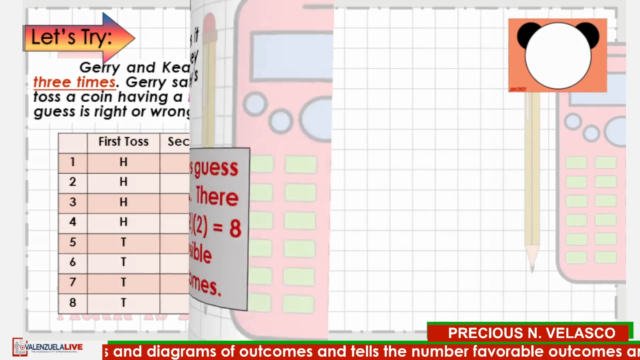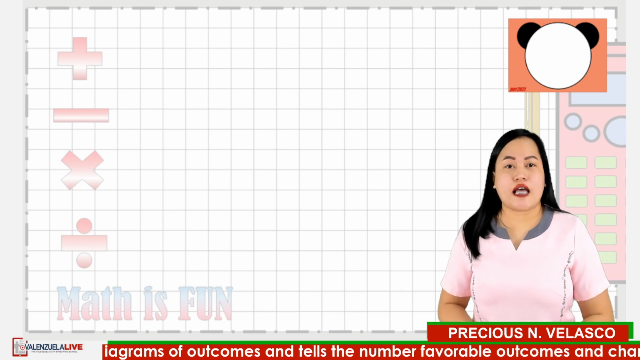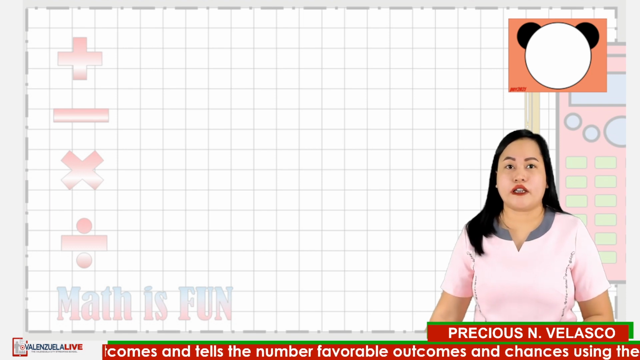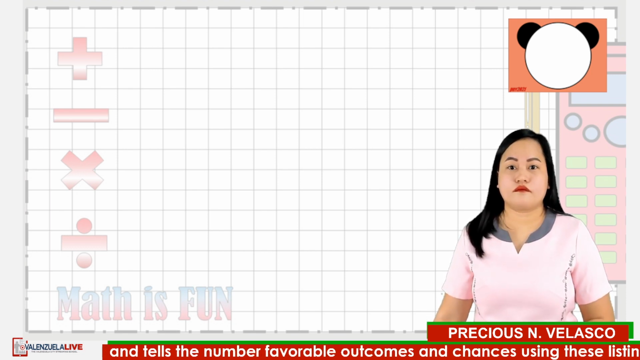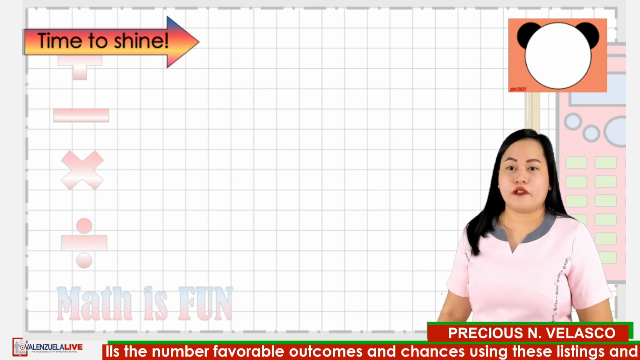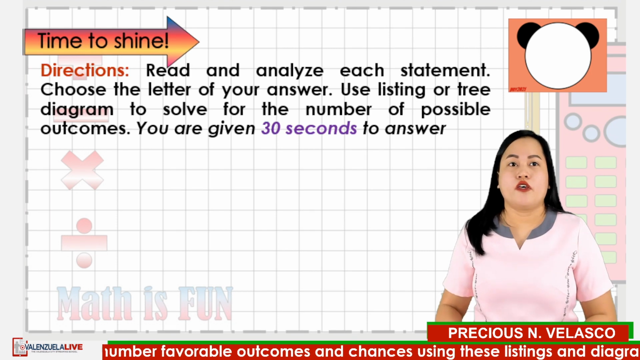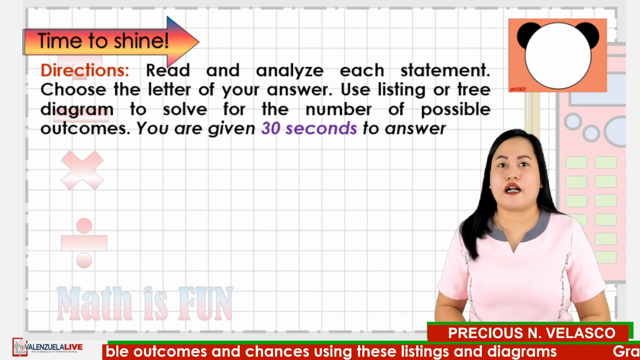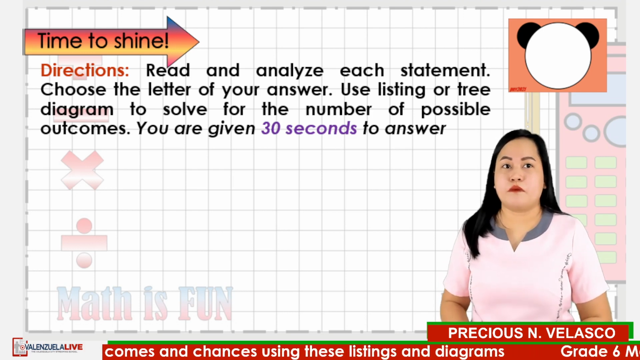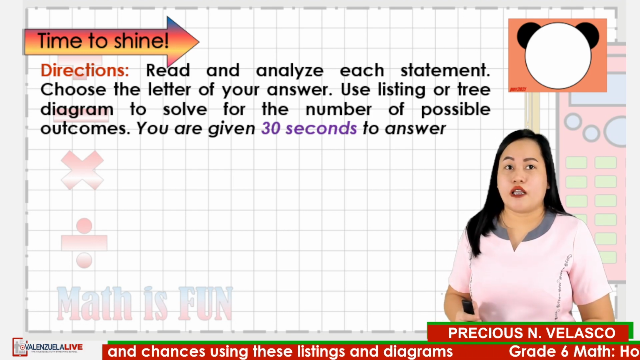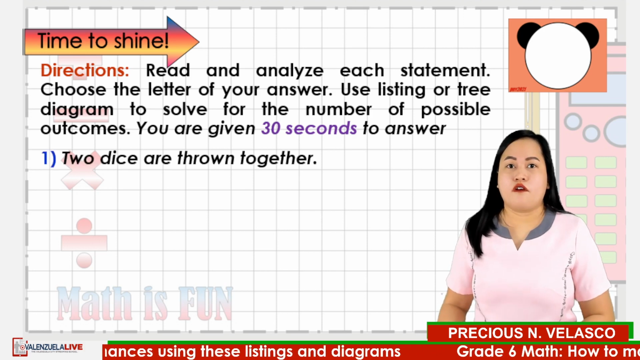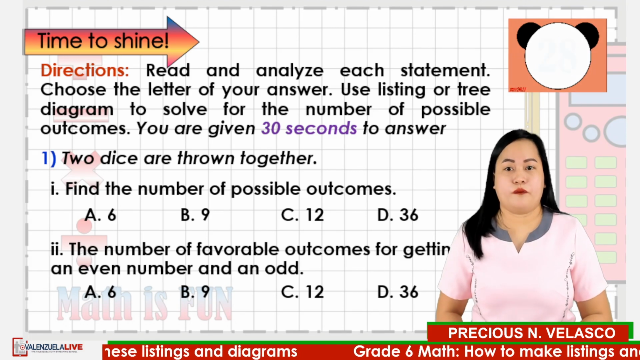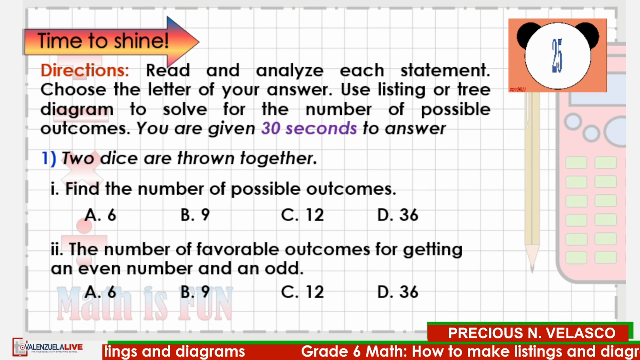Okay, so now it's time for you to shine. For the directions, you are going to read and analyze each statement. You're going to choose the letter of your answer. You can use a listing or tree diagram to solve for the number of possible outcomes. So you are given 30 seconds to answer. For the first one, your 30 seconds starts now. Just type in your answer in the comment box.